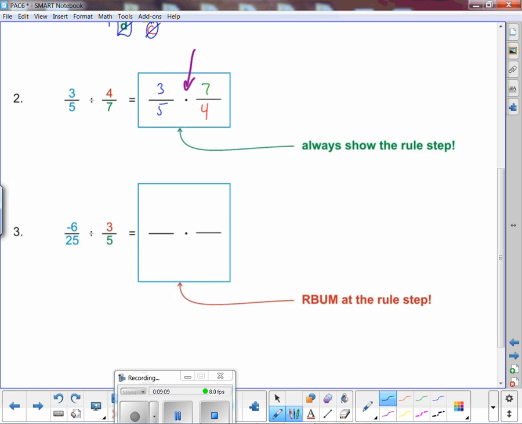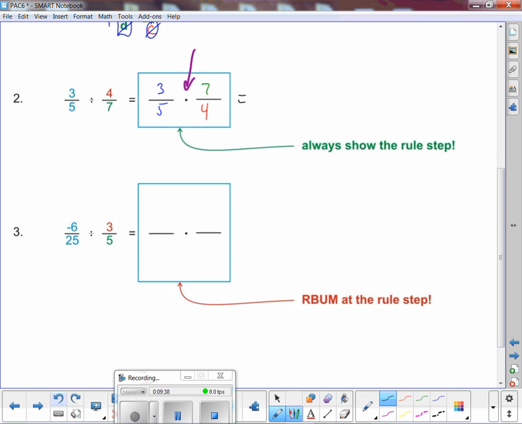It's more handy to do these to the right. So again, why do I always want you to show the rule step? Because I want you to remember how to divide fractions. You invert the second and you multiply. And every time you write it, besides think it, it helps you to remember it longer. So just write it. It takes a couple seconds. By the way, it's the step we're also going to look to reduce on.